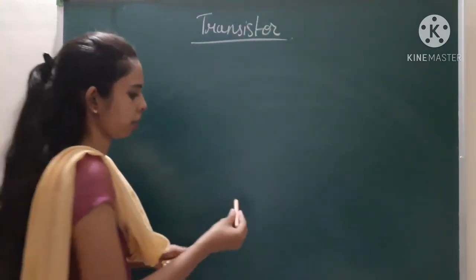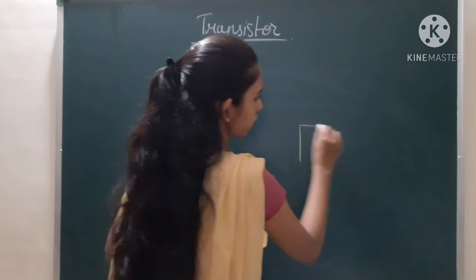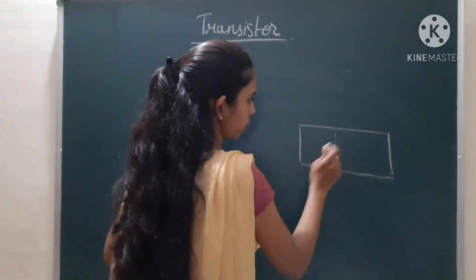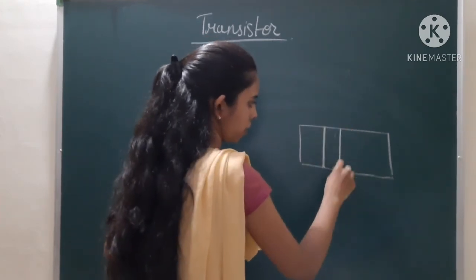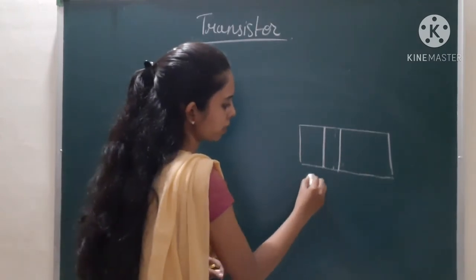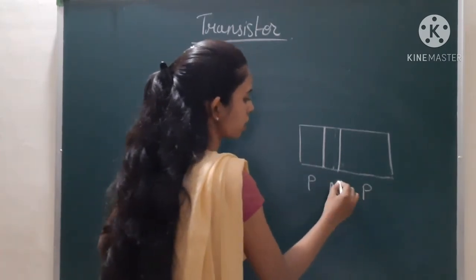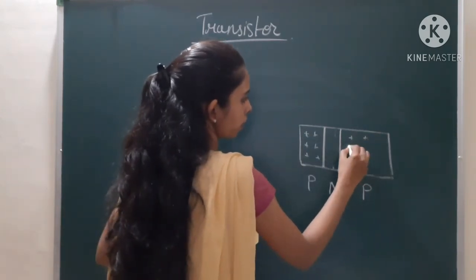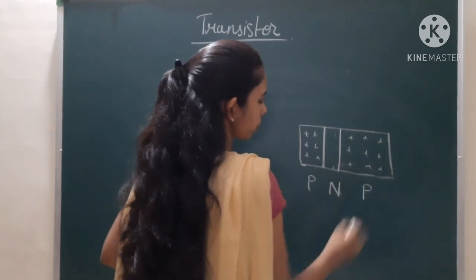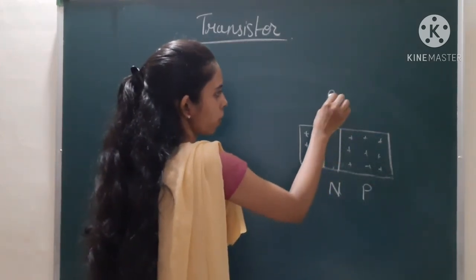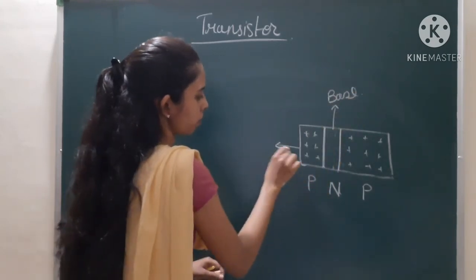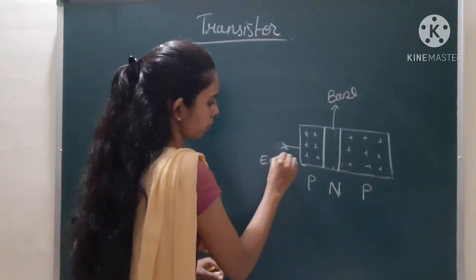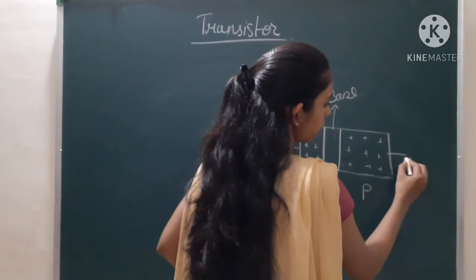So let us see. This was the diagram for the NPN, or we can say, let us take the example of a PNP transistor. Okay, this is P type, this is P type. Now this middle portion is called the base, and this portion is called the emitter. This is called the collector.